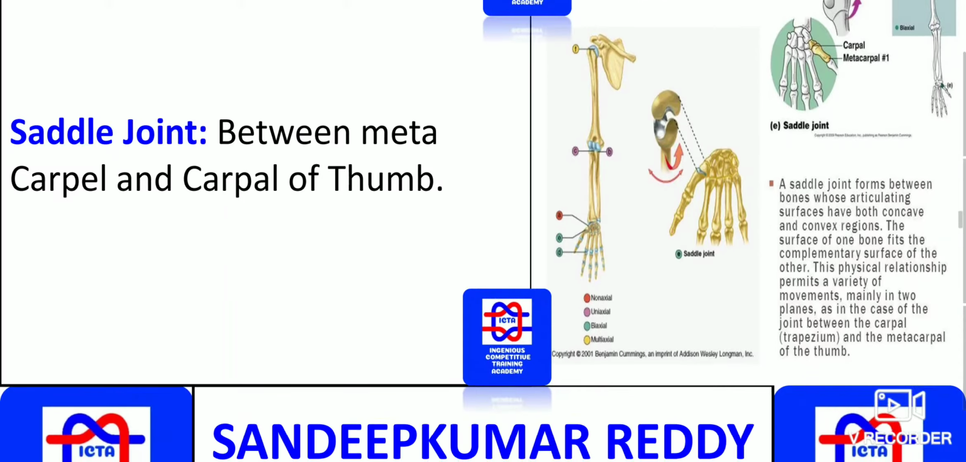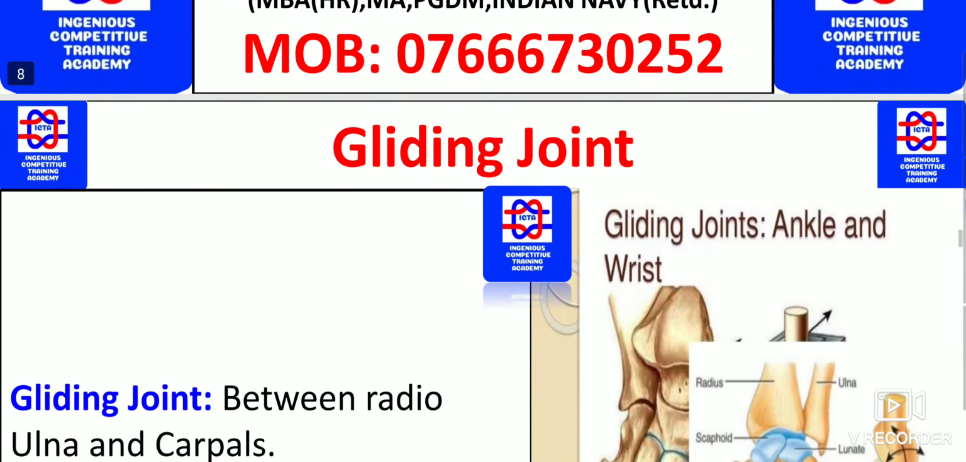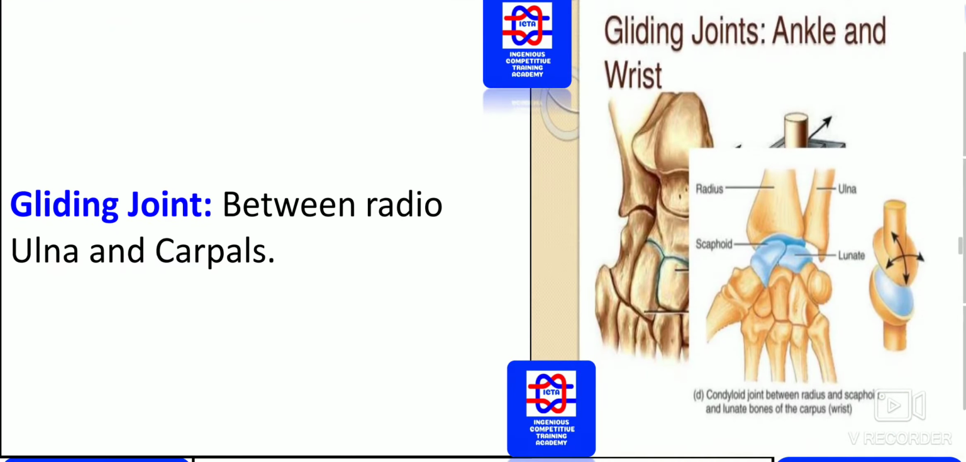Next, we have the gliding joint. The gliding joints are located between the radioulna and carpals. As you can see, that is the ankle and wrist, where exactly the gliding joints occur. So here, the ulna as well as the radius.